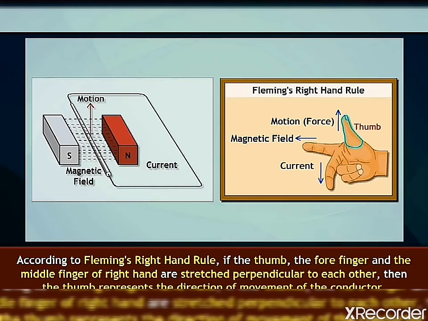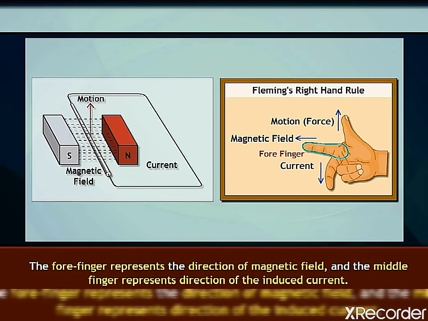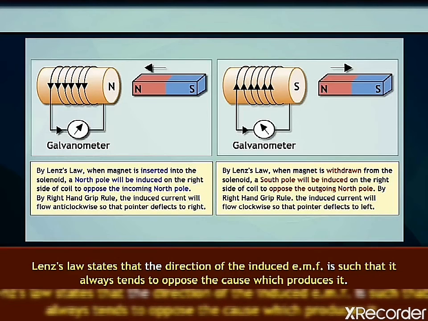For the Fleming's right-hand rule, the thumb represents the direction in which the conductor is moving. Then the forefinger represents the direction of the magnetic field lines, while the middle finger represents the direction of the current which has been induced or produced. Hence, this Fleming's right-hand rule can be used to predict the direction of induced current.